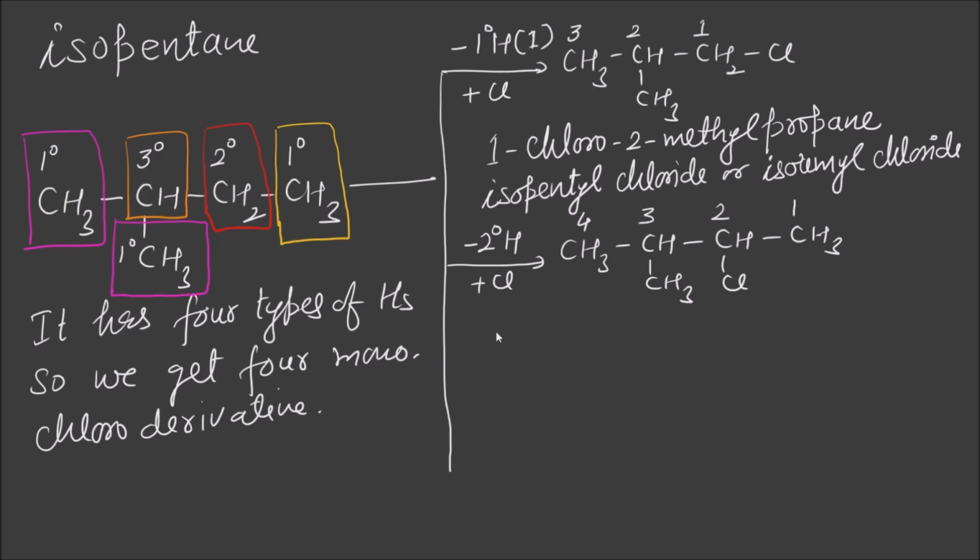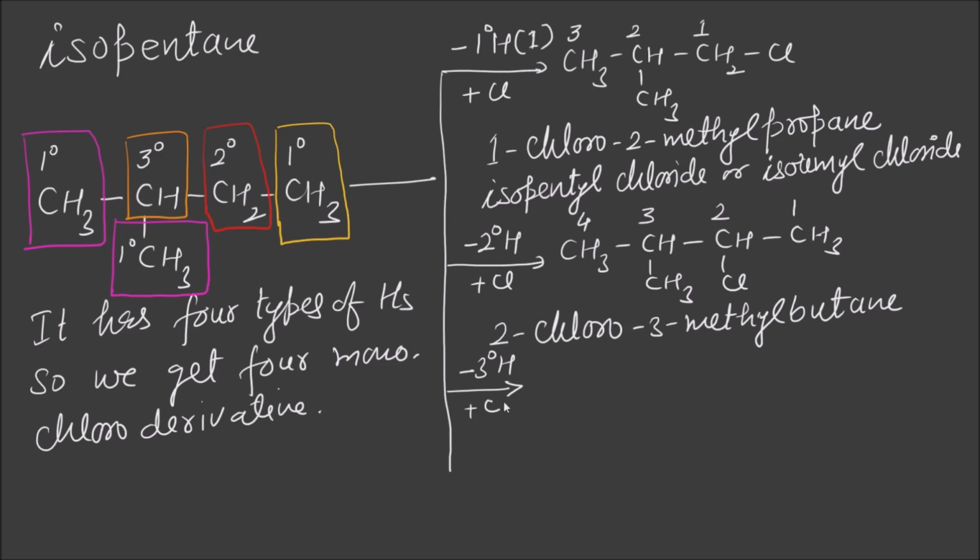So what is its IUPAC name? It is 2-chloro, 3-methyl butane. Now, to remove a tertiary hydrogen and add chlorine, it is CH3, CCl, CH3, CH2, CH3. So what is its IUPAC name? Tell me. And this is called tertiary pentyl chloride or tertiary amyl chloride.